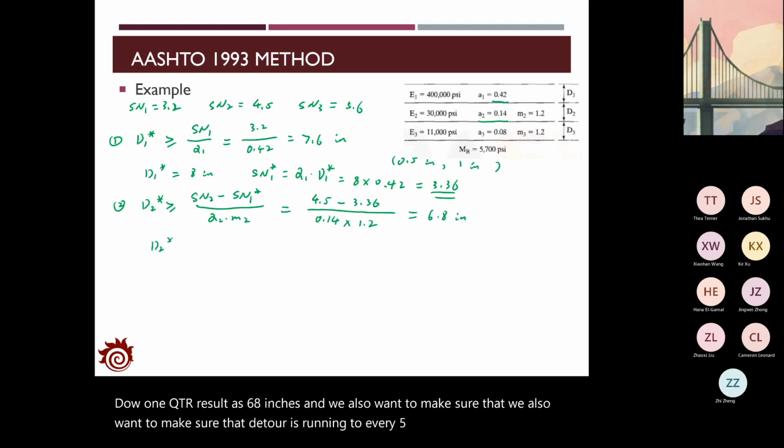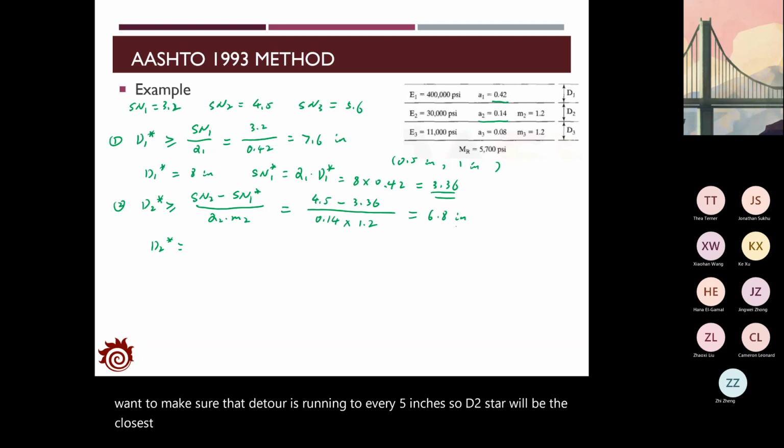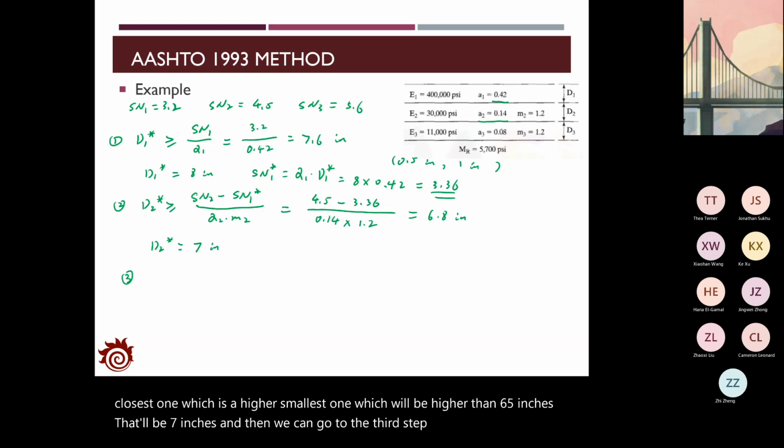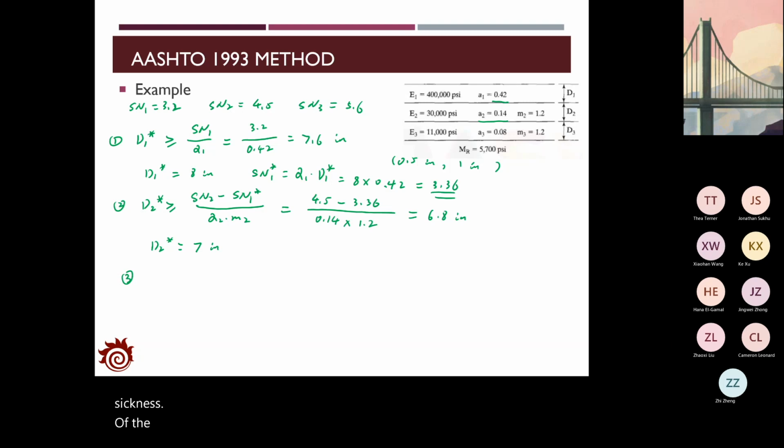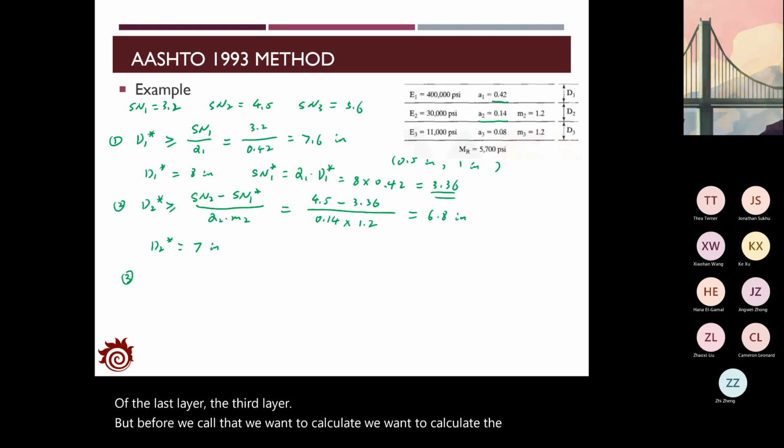So D2 star will be the closest one, which is the smallest one that is higher than 6.5 inches. That will be 7 inches. And then we can go to the third step to calculate the thickness of the last layer, the third layer. But before we go there, we want to calculate the estimated structure number of the second layer.